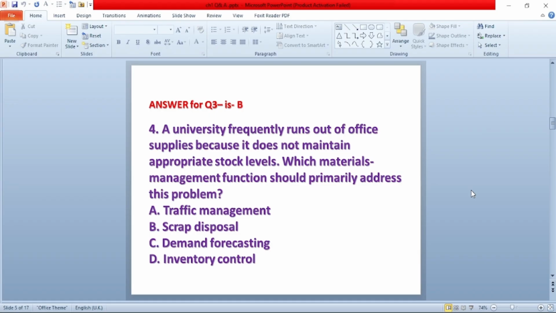Question number 4. A university frequently runs out of office supplies because it doesn't maintain appropriate stock levels. Which material management function should primarily address this problem? A. Traffic management. B. Scrap disposal. C. Demand forecasting. D. Inventory control. The answer for this question is inventory control.